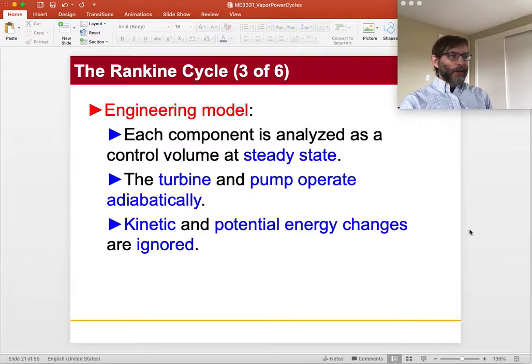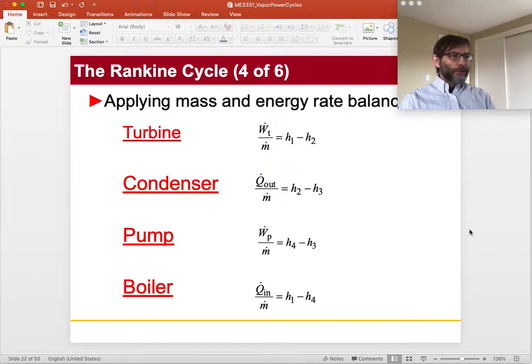Each component is analyzed as a control volume at steady state. The turbine and the pump operate adiabatically. Generally, we assume that they operate adiabatically. They may not, but we take that up in terms of efficiencies, which I'll discuss when we get into non-ideal cycles. But especially for the ideal cycle, we assume that they operate adiabatically. Kinetic and potential energy changes are ignored throughout the entire cycle, so don't worry about it in the cycle analysis at all. Okay, all right, those are the assumptions.